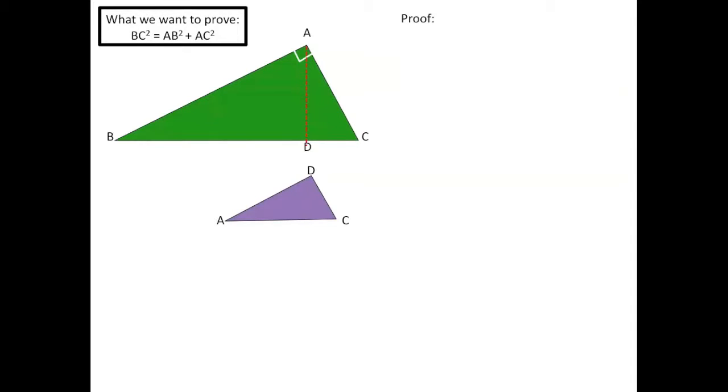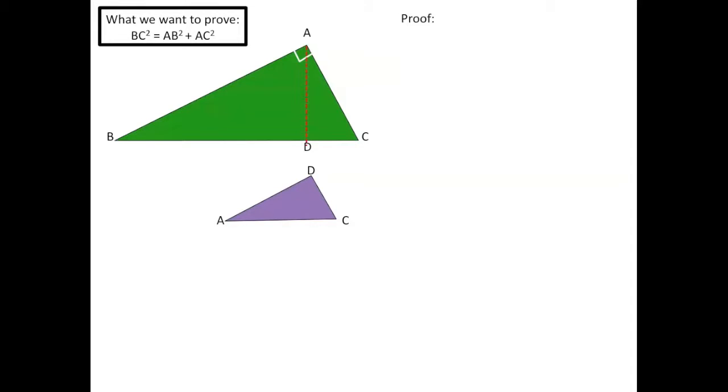So first thing we need to do is, since we said earlier that AD is a perpendicular line, that means angle D must be 90 degrees. And we also know that angle BAC in the green triangle is 90 degrees. So those two triangles have equal angles, meaning that they're similar.